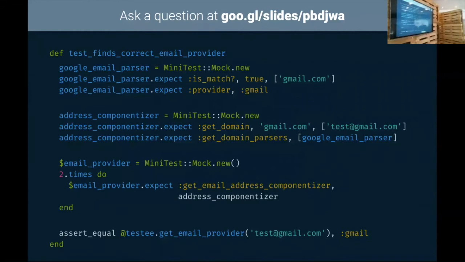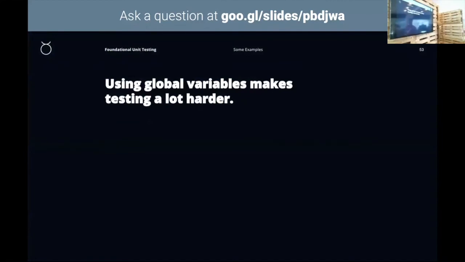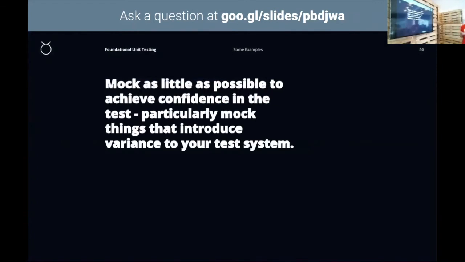So in this instance here, everything that you're calling has already been predefined. Oh, it's going to return this. You're not actually specifically testing any code. Also, it used global variables, which makes testing a lot harder as well, because it makes it more difficult to reason about the state of the application, and also just to overwrite things and inject your own helpers in around testing. It's important to mock as little as possible to achieve confidence in the test.